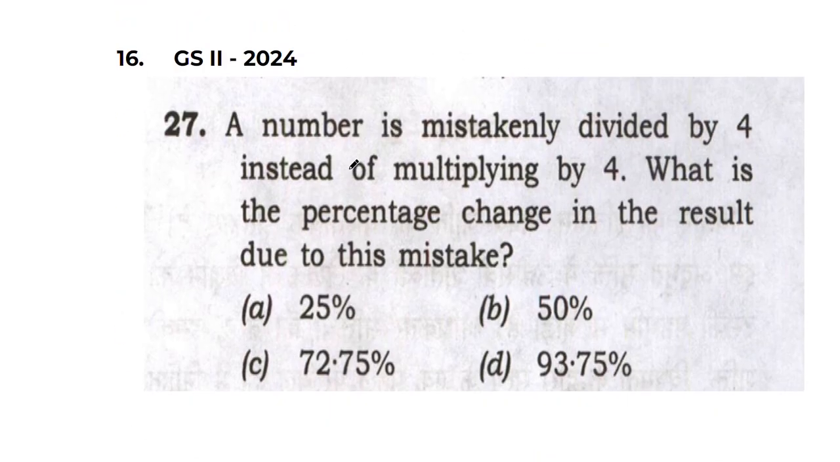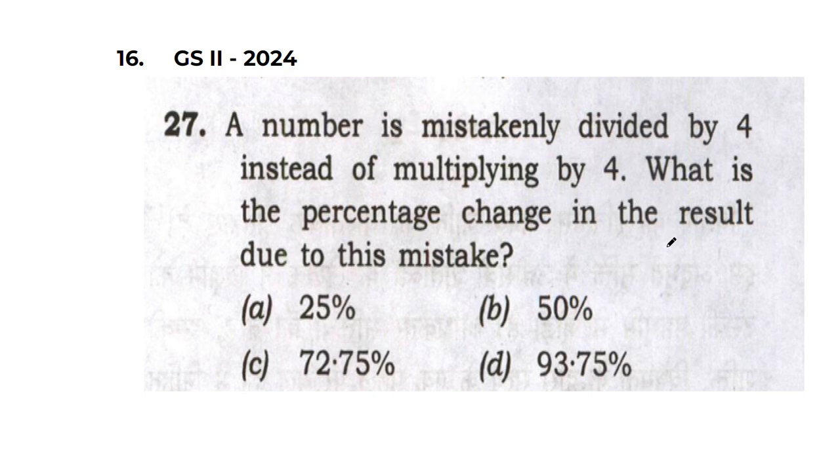16th question. A number is mistakenly divided by 4 instead of multiplying by 4. What is the percentage change in the result due to the mistake? See, whenever there are percentage questions, I told you to assume the base as 100.